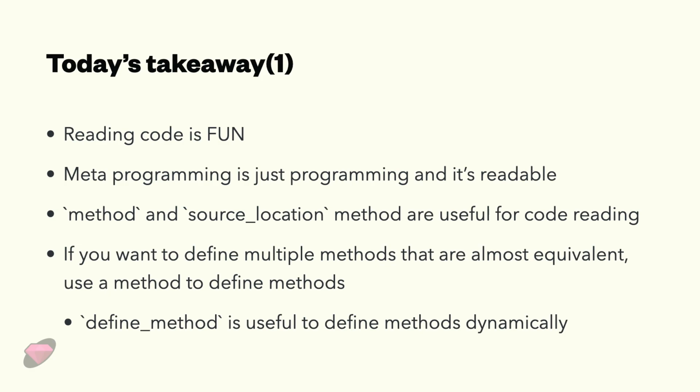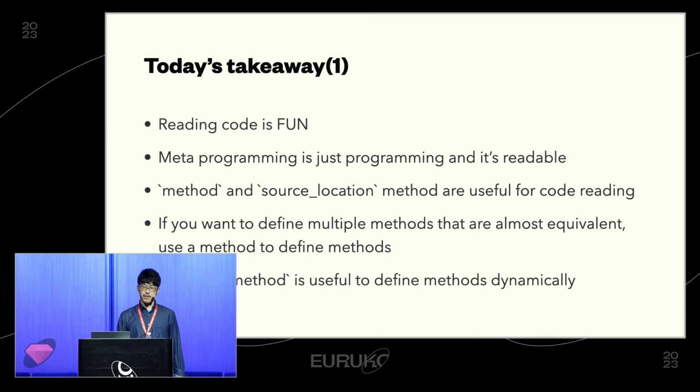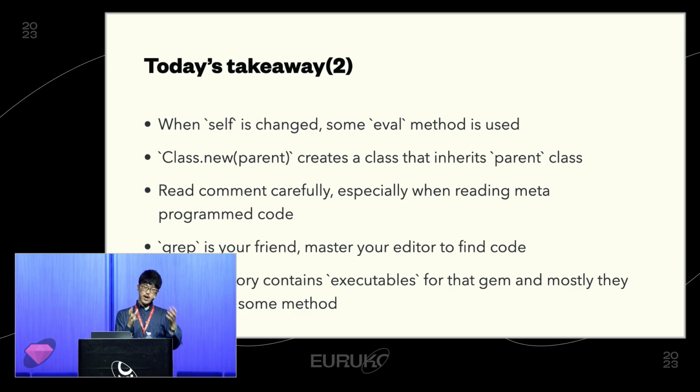The method and source_location methods are really useful. Just master them and use them. If we want to define multiple methods that are almost equivalent, then use define_method to define methods. And when self is changed, when you observe that self is changed, then there should be a usage of eval or an eval-like method. And a class can be generated dynamically. Class.new(parent) is useful. Read comments carefully. I don't think RSpec is one of the most well-documented libraries in the world, but still we can find documentation.